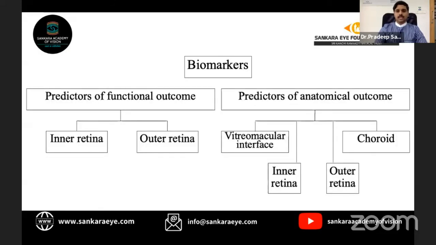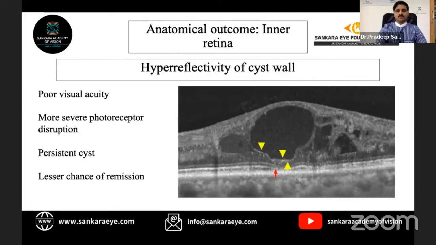Coming to the predictors of anatomical outcome in inner and outer retina, the hyperreflectivity.